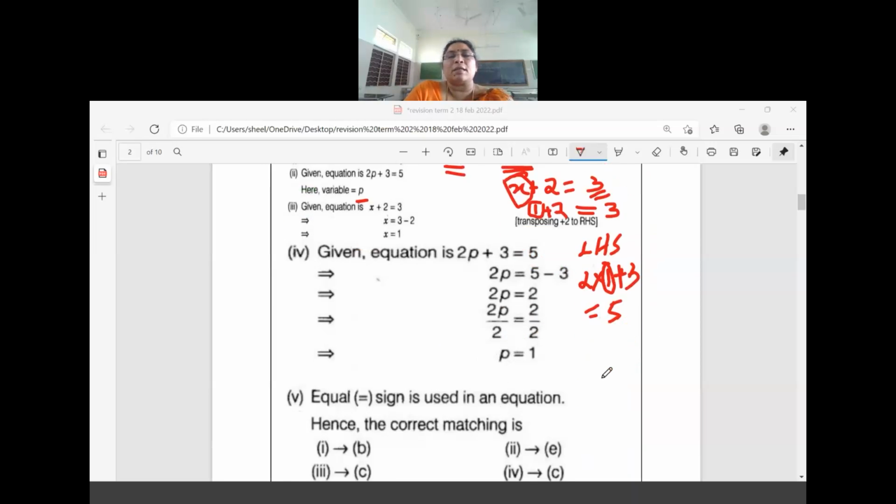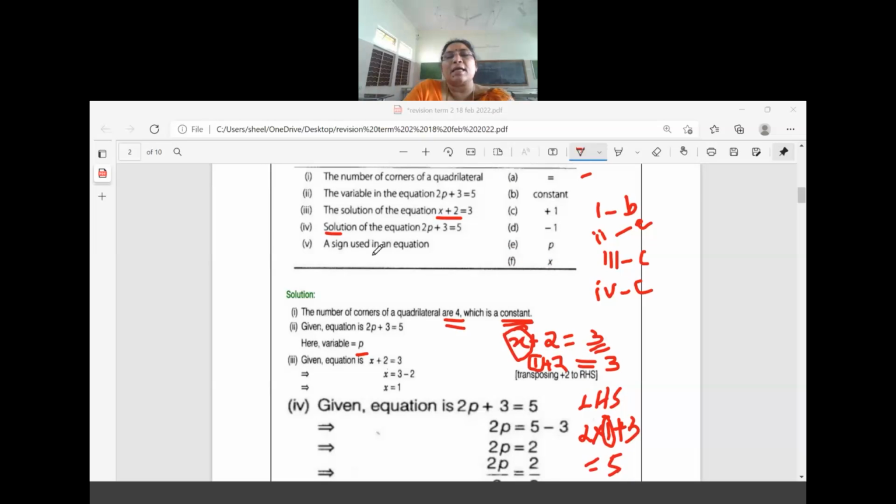What is the next question? Fifth question. A sign used in the equation. Equation definition itself we have explained, that an equal sign should be there, right? So which is the correct answer? A only. So for the fifth one we have to write A only.